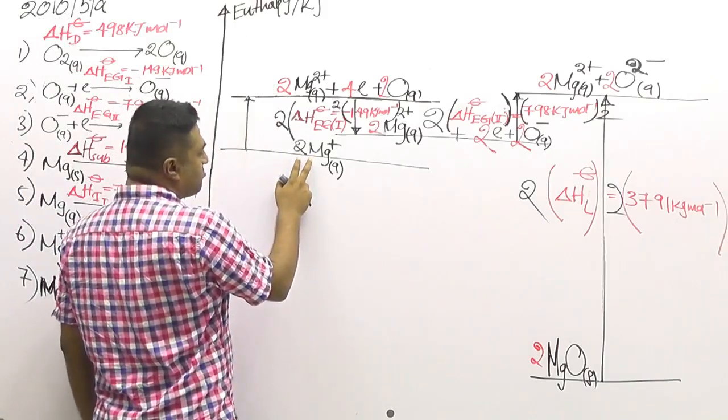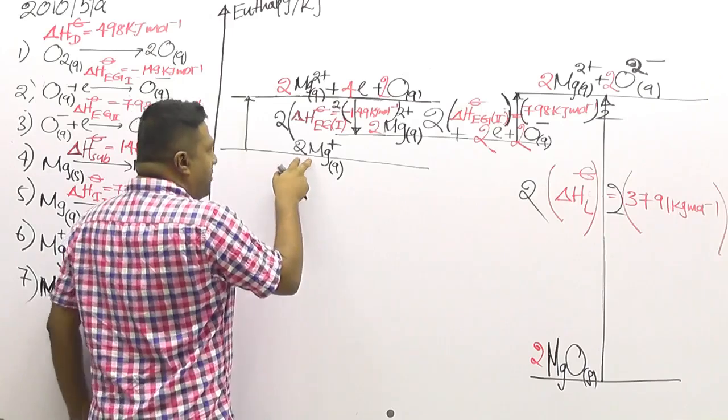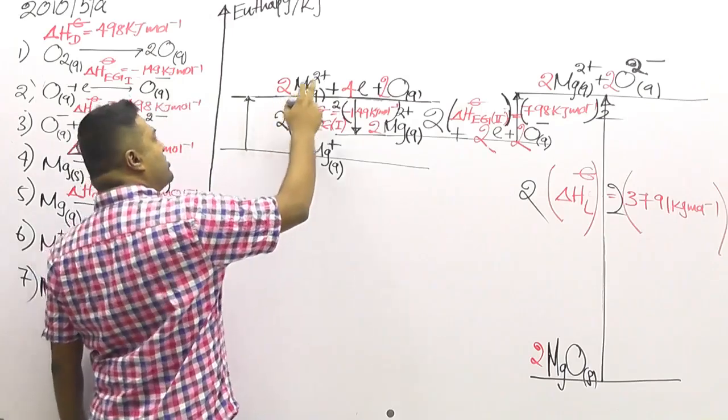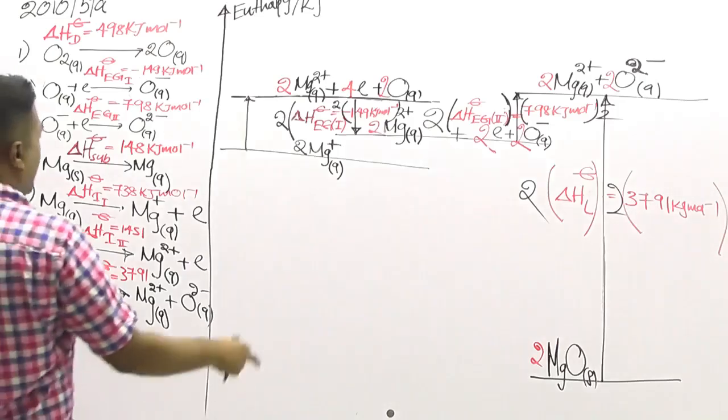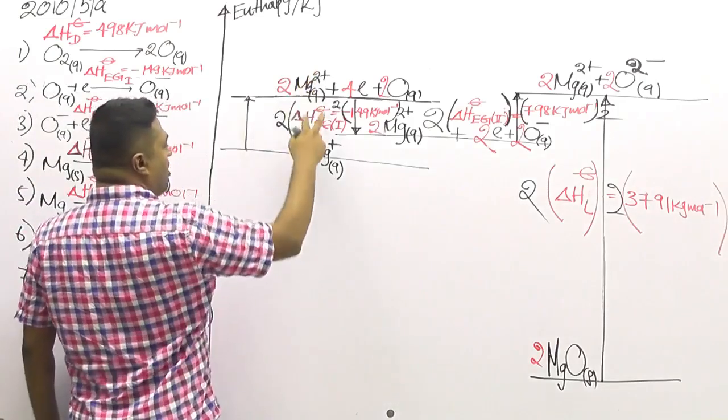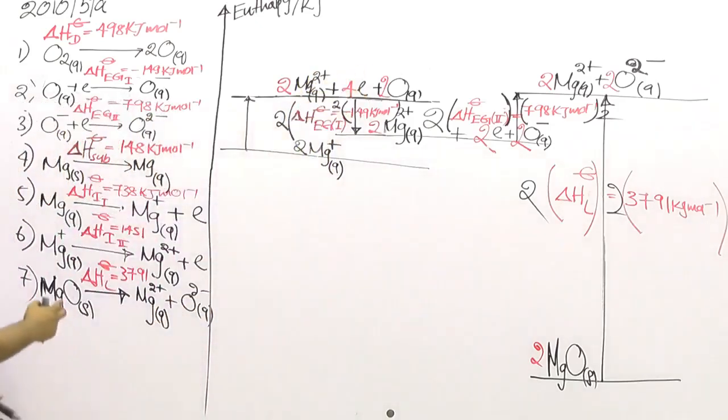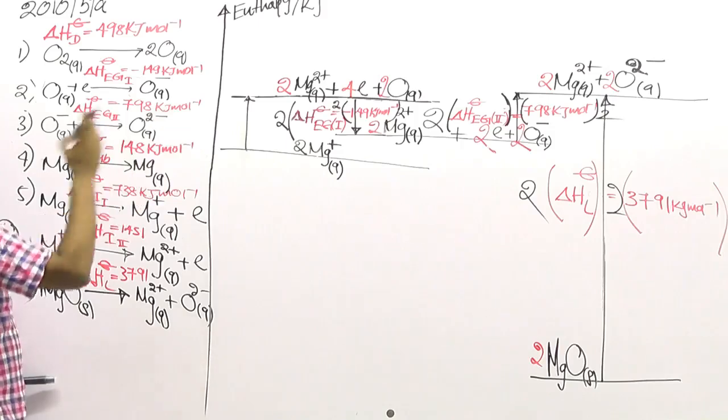But this process will produce only 2 electrons. Why? Because the sixth balanced chemical equation says so. This process produces only 2 electrons.